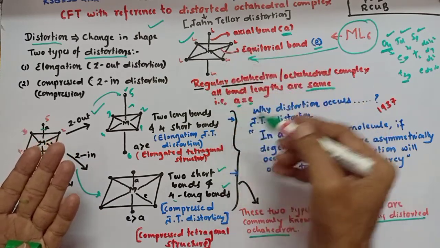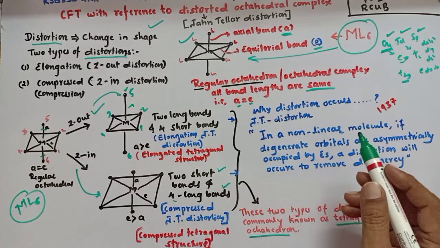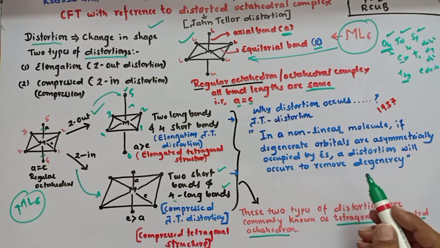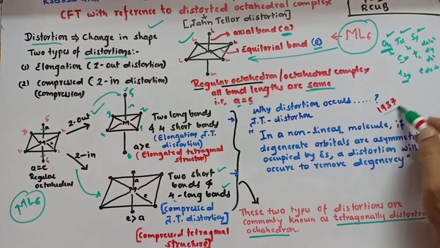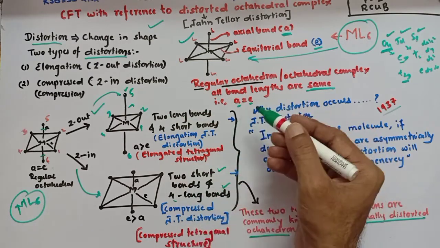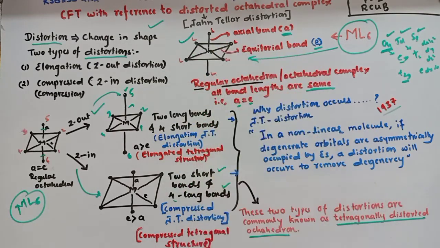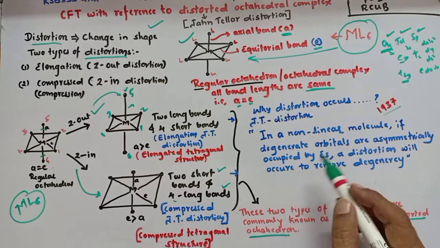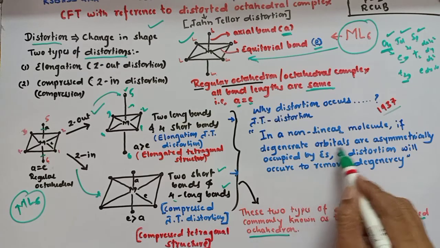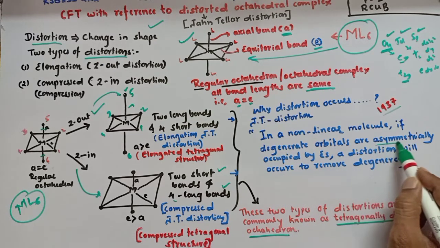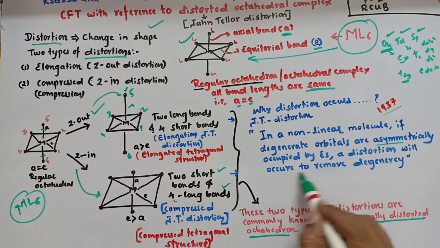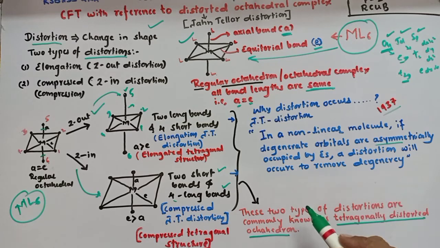So that fact is explained by two scientists. Hermann Jahn and Edward Teller, in 1937, proposed their theory to explain why and in what condition the distortion will take place in an octahedral complex. According to them, in any nonlinear molecule, if degenerate d orbitals are asymmetrically occupied by electrons, then distortion will take place to remove the degeneracy.